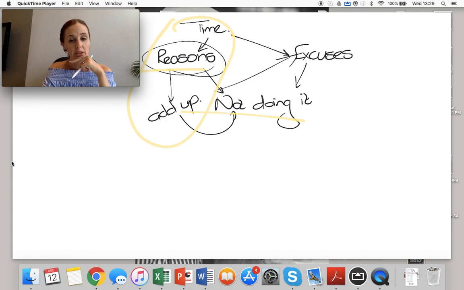So be very careful about allowing valid reasons to get in the way of your studying, and be aware of the fact that whether it's an excuse or a valid reason, the consequence is exactly the same. It adds up to not doing it.